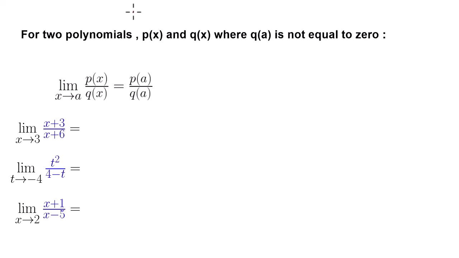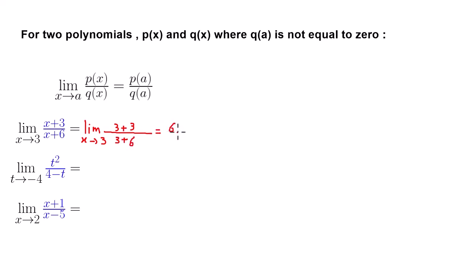What's the limit of x plus 3 over x plus 6 as x approaches 3? What's the answer? Once more, plug in 3 and we get 6 over 9, because 3 plus 3 over 3 plus 6 is equal to 6 over 9.